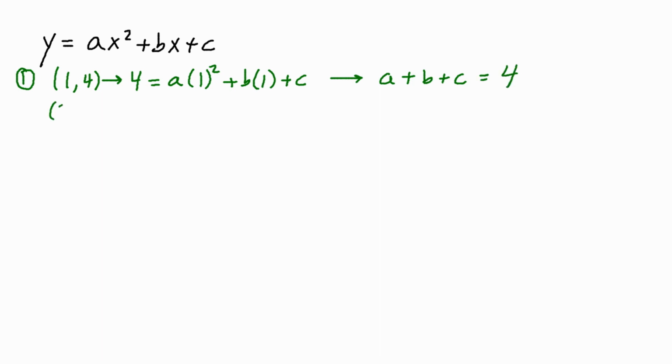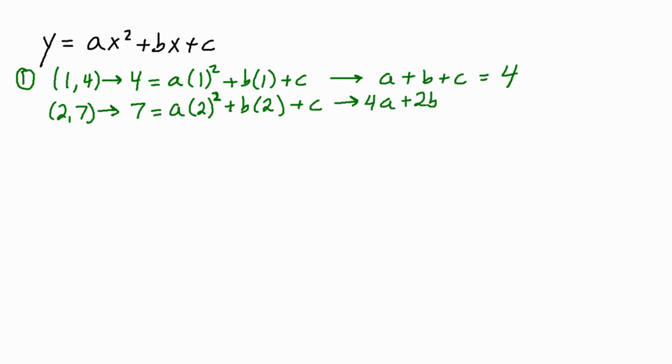Our second point is 2, 7. So instead of y, I'll write 7, and then a times x, which is 2, squared, plus b times x, which is 2, plus c. And that will give us 4a plus 2b plus c equals 7. Our last point is 4, 25.